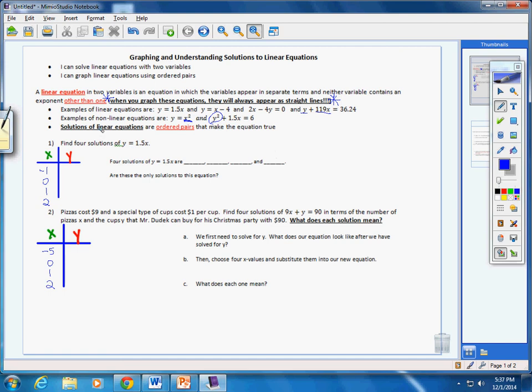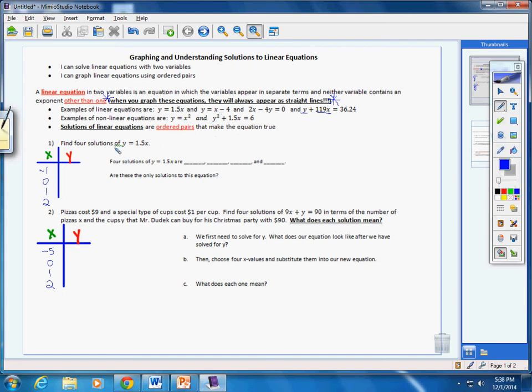Alright, one more piece of wordage here. Solutions of linear equations. So remember up here I said I can solve linear equations with two variables. That means I can find solutions for my linear equation. Solutions of linear equations are ordered pairs. But they're special. They're ordered pairs that actually make the equation true. So if you're asked to find a solution of a linear equation, I'm looking for an ordered pair. Okay? So let's jump right into a couple of examples here.